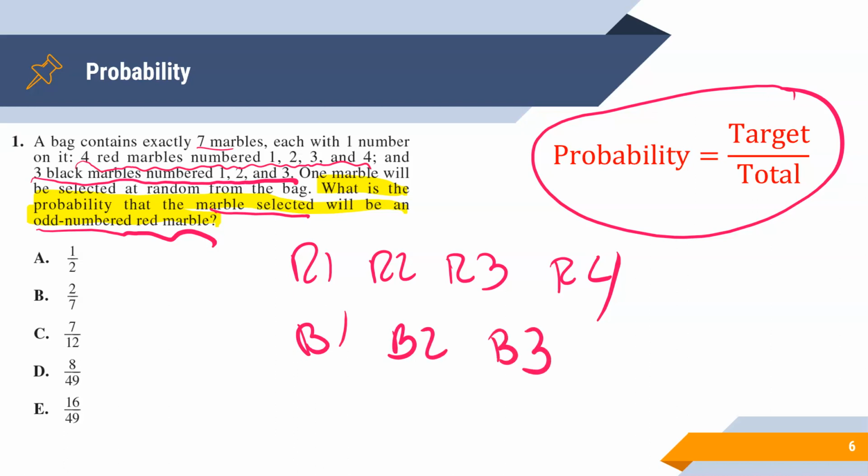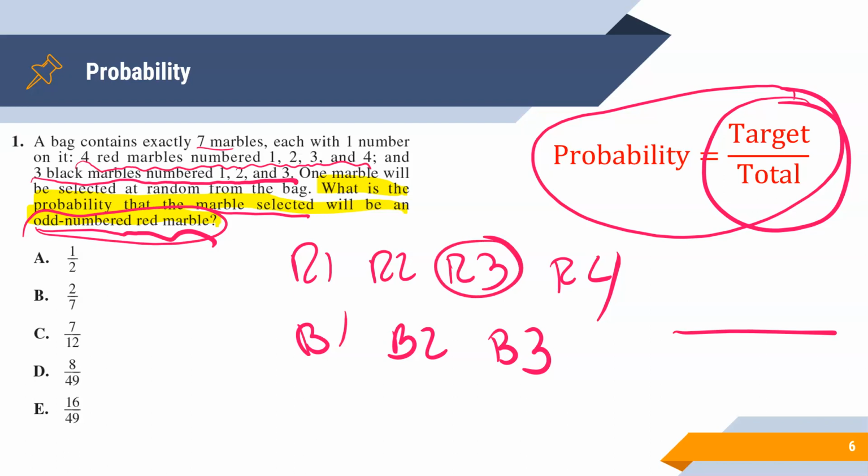Okay. Well, again, probability is our target over the total. Now, our target we're looking for is an odd numbered red marble. So I think our target's just 2, right? There's only 2 of them that fit that category. And how many total marbles are there? 7. So it should be 2 over 7.